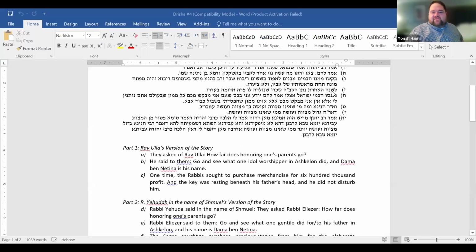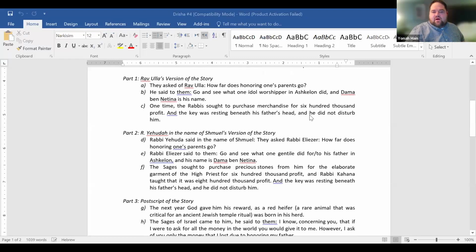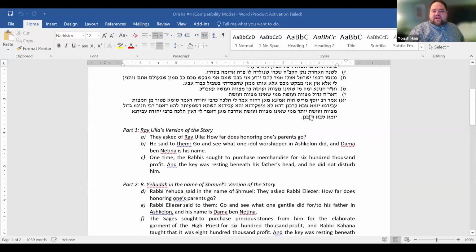L'shana ha'acheret, Zion. Natana Kadosh Baruch Hu schara. God gave a reward. Shenolda lo para aduma bedro. That amongst his cattle, a red heifer was born. Red heifer, part of the para aduma ritual, very expensive.